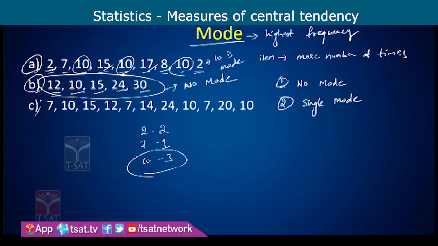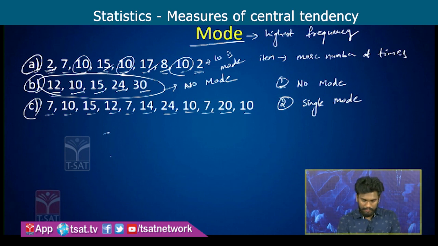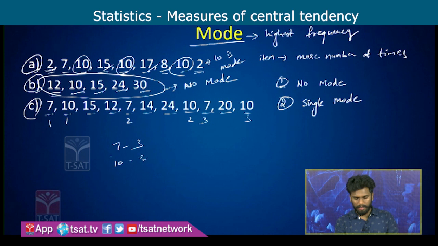Now come to C. 7, 10, 15, 12, 7, 14, 24, 10, 7, 12, 20, 10. How many times does 7 repeat? 1, 2, 3 times. 7 is repeating 3 times. And 10 repeats 1, 2, 3 times. So 10 also repeats 3 times. So all the remaining observations occur a single time: 15 only 1 time, 12 only 1 time, 14 only 1 time, 24 only 1 time, 20 only 1 time.